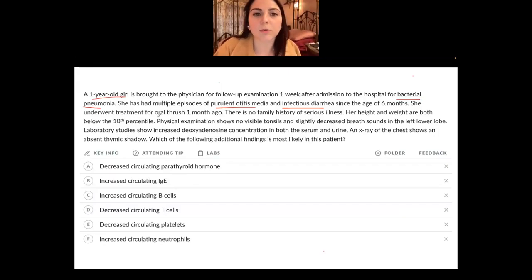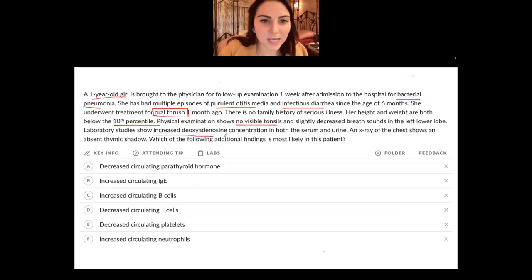She underwent treatment for oral thrush 1 month ago. What's thrush? Do you guys remember thrush? Thrush is a T cell thing. So now we have some B cell stuff happening. We got some bacterial infections. We got a T cell thing. We got some candida. Height and weight are both below 10th percentile. Sounds a little like failure to thrive here. No visible tonsils. That doesn't really help you with T or B cell stuff. Slightly decreased breath sounds, could have pneumonia.